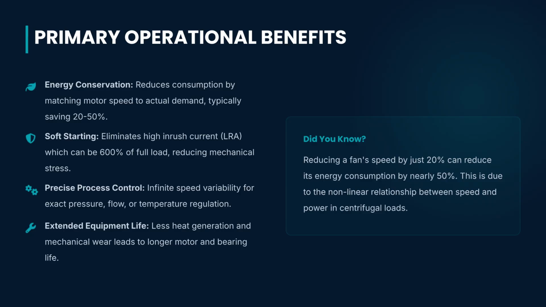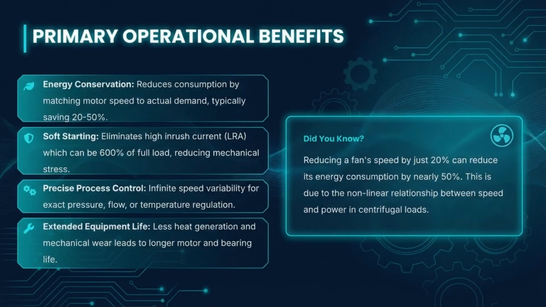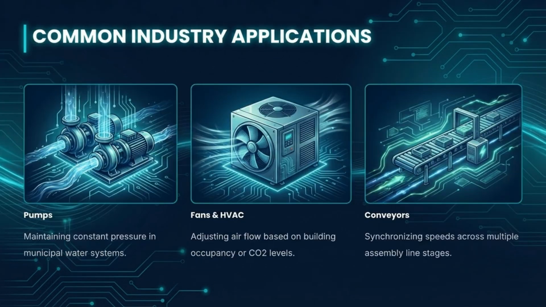Primary operational benefits include energy conservation, often saving 20 to 50%, and soft starting, which eliminates high inrush current. They also allow for precise process control and extend equipment life. Did you know that reducing a fan's speed by just 20% can cut its energy consumption by nearly 50%? This is due to the nonlinear relationship between speed and power in centrifugal loads.